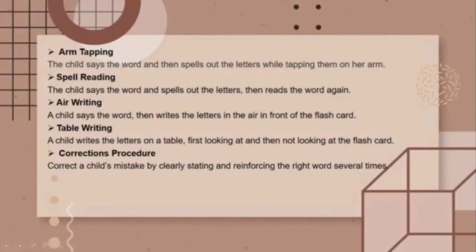Number 4, air writing. A child says the word, then writes the letters in the air in front of the flashcard. Number 5, table writing. A child writes the letters on a table, first looking at and then not looking at the flashcard. And number 6, corrections procedure. Correct a child's mistake by clearly stating and reinforcing the right word several times.